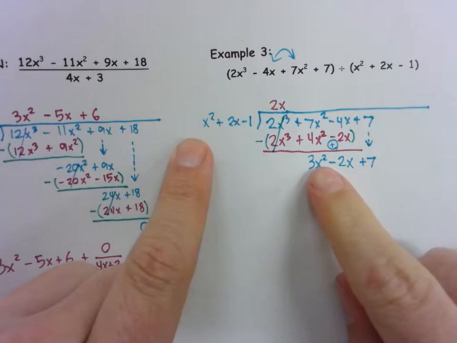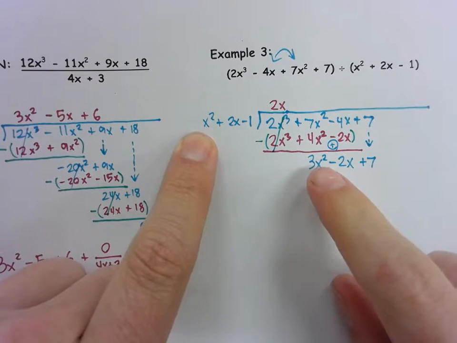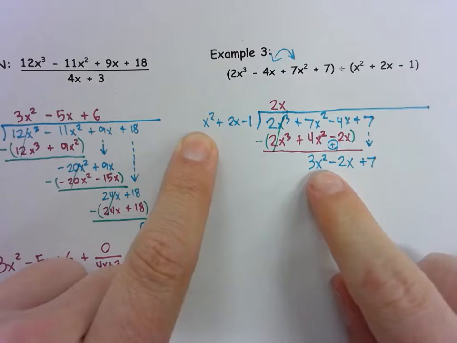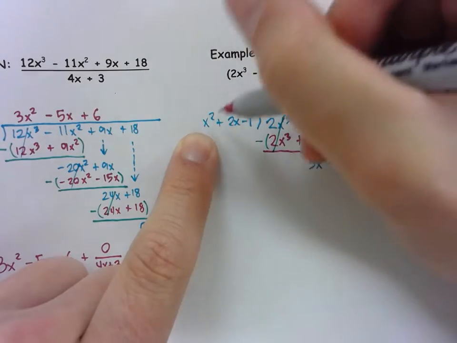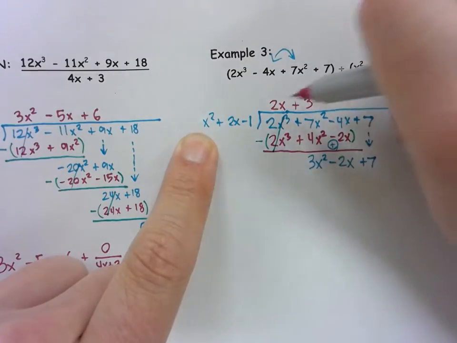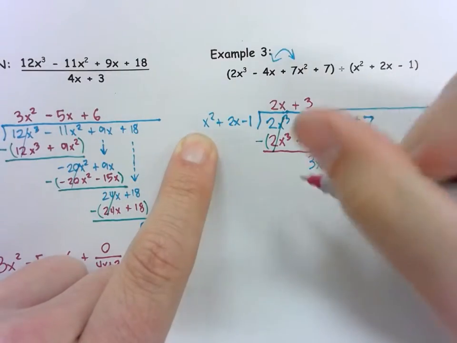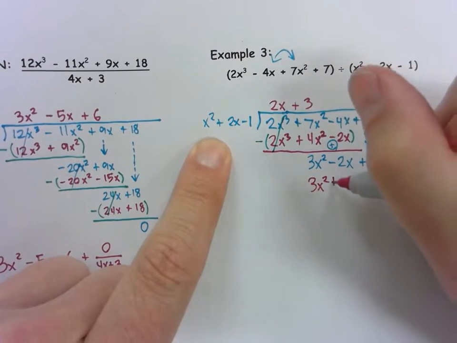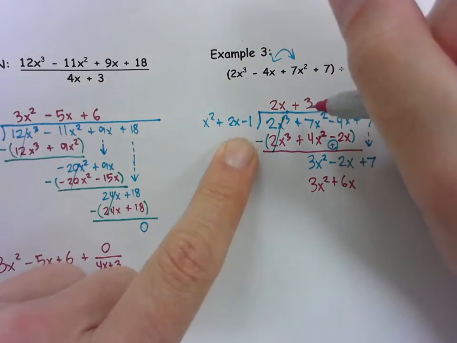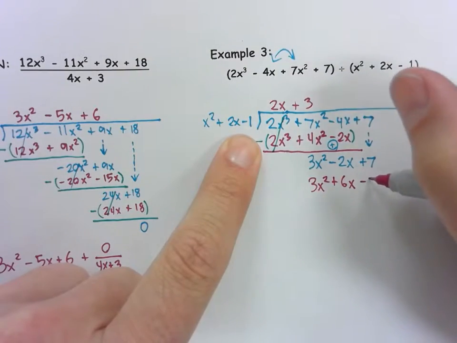All right, we're going to do it again. What times x squared is 3x squared? Well, I only need a 3. So everything on the outside will get multiplied by 3. 3 times x squared is 3x squared. 3 times 2x is 6x, and 3 times negative 1 is minus 3.